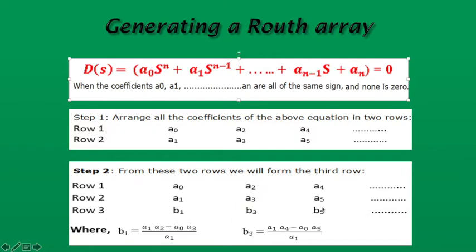So this is the third row, created by these two rows. So what is the formula of B1? B1 equals A1 times A2 minus A0 times A3, divided by A1. Similarly, B3 equals A1 times A4 minus A0 times A5, divided by A1.